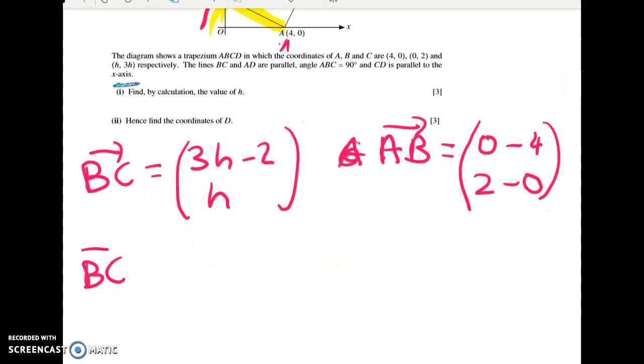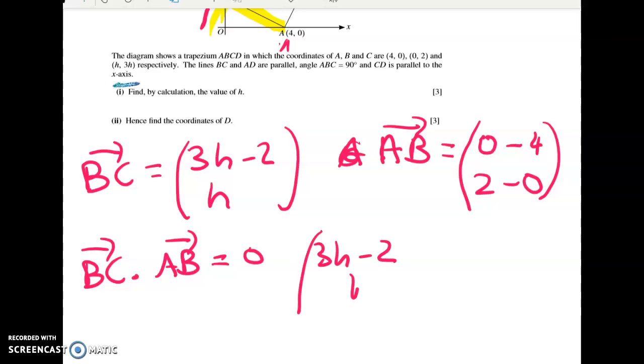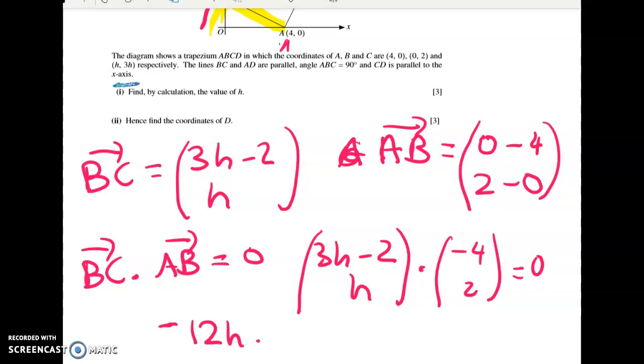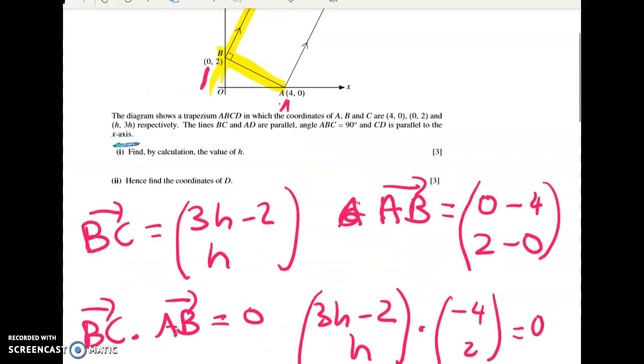And we know that the dot product is equal to 0. So that gives us 3h minus 2, h dot negative 4, 2 is equal to 0. And we get negative 12h plus 8 plus 2h is equal to 0. Something's gone wrong there. That should be a negative 2. I think, hang on, this is from A to B.